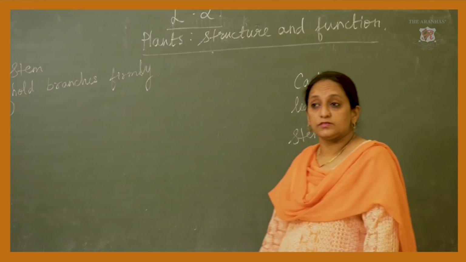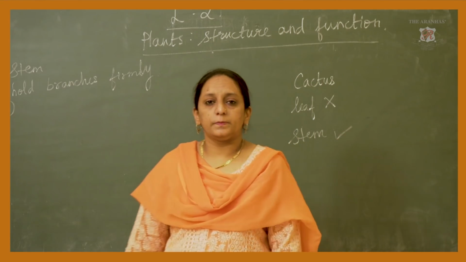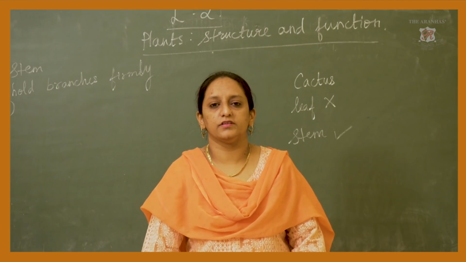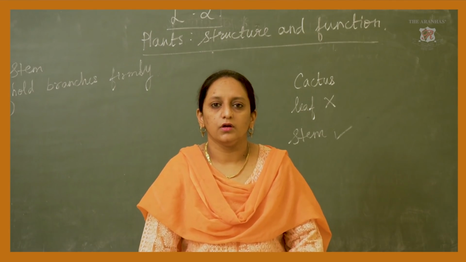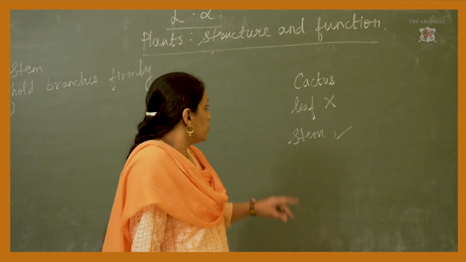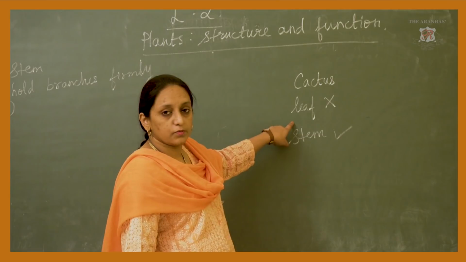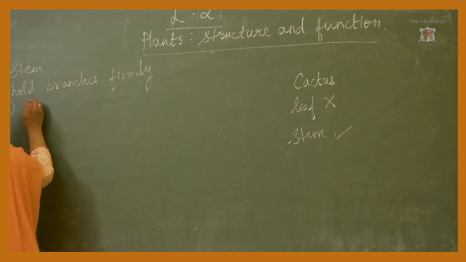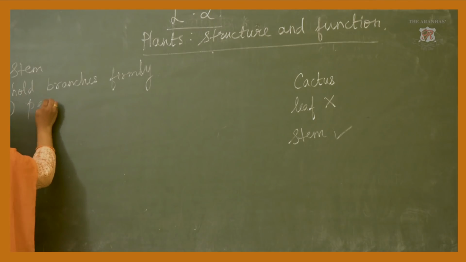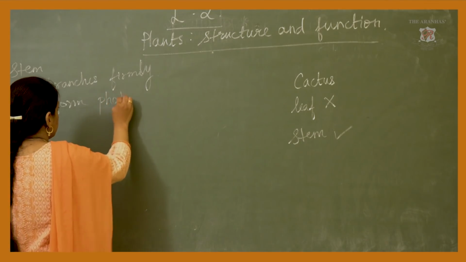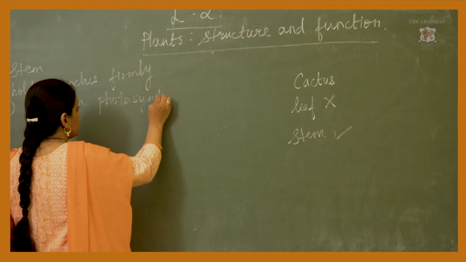Photosynthesis is a process in which plants prepare their own food in the presence of water, sunlight, carbon dioxide and nutrients present in the soil. So, photosynthesis means plants prepare their own food. In cactus, leaves do not perform photosynthesis, but the stem performs photosynthesis. So, here the stem helps to perform the photosynthesis process, as in cactus.